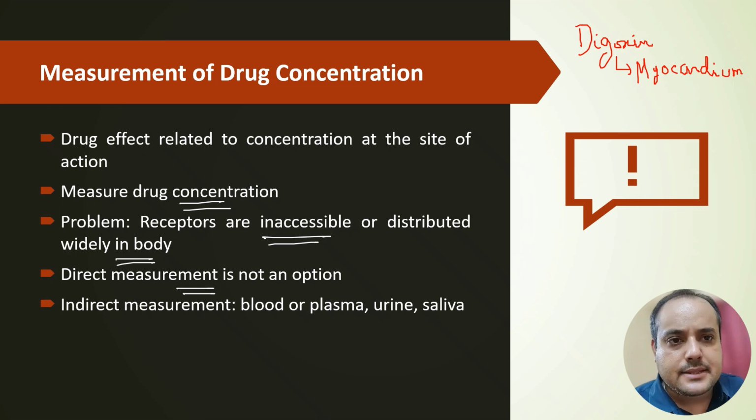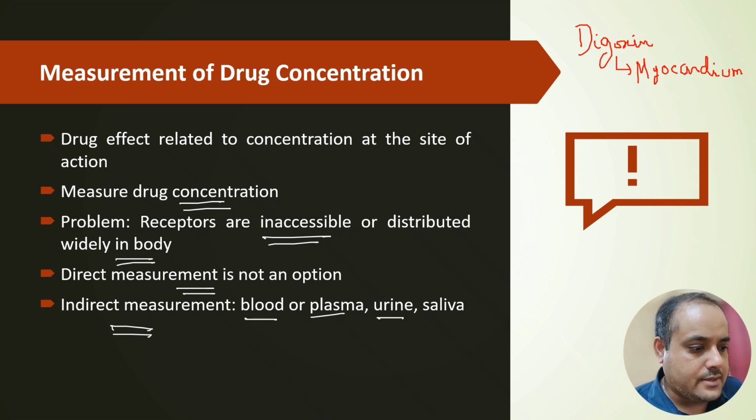Now direct access to myocardium is not possible. So how can I measure the concentration of the drug? There must be some indirect measurement methods, and the samples through which we indirectly measure the concentration of the drug at its site are blood, plasma, urine, saliva. But students, remember a very important concept here.